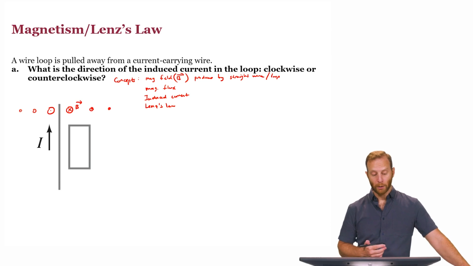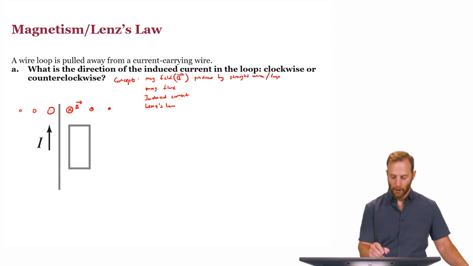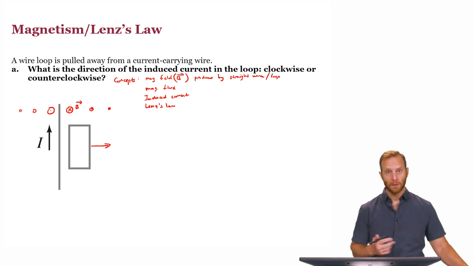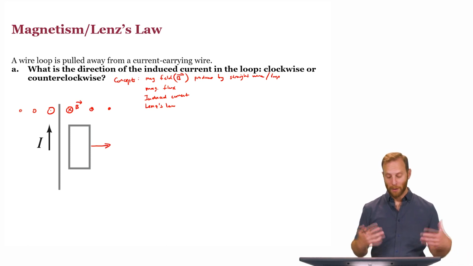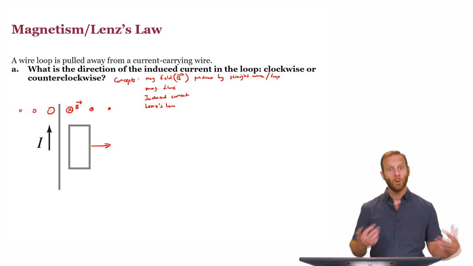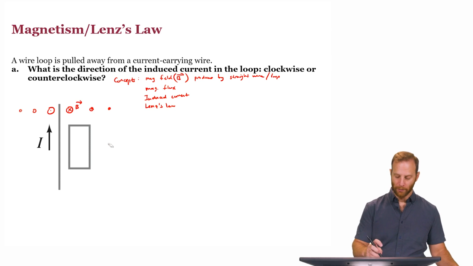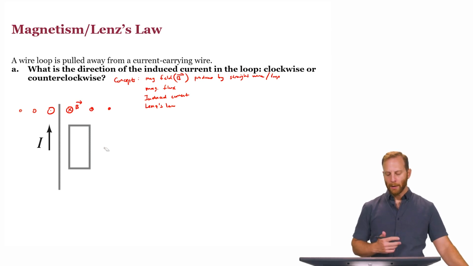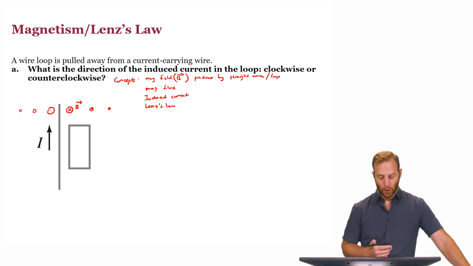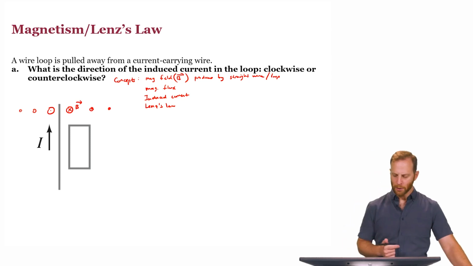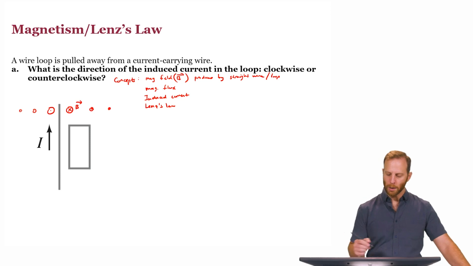And so if the wire loop is pulled away from the current carrying wire, in other words, if this is going in this direction, then the flux, which has to do with the amount of magnetic field strength and the area of the loop, the flux will go down. So that's what we have going on. Now, as a result, there will be an induced current going through this loop, and the question is, which way does it go? Before we're ready to discuss that, we should just remind ourselves what kind of magnetic field is produced by a loop of wire.